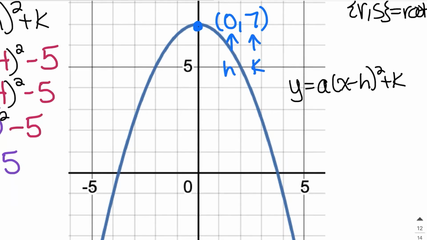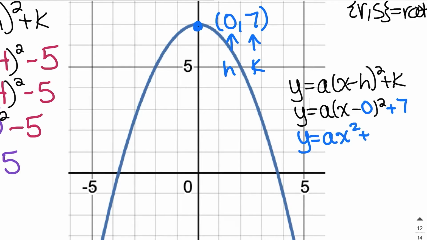This is the k. So I'm going to replace the h and the k with these values. And if you notice here, x minus 0 is just x. So I can just write this out as y equals ax squared plus 7. I don't need brackets. I don't need the 0.